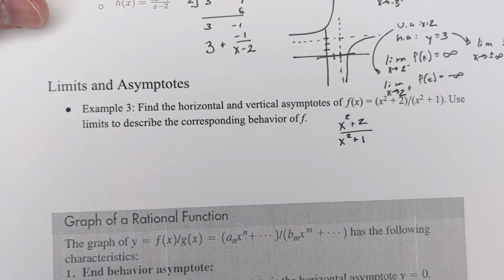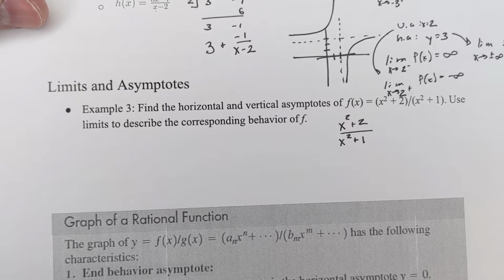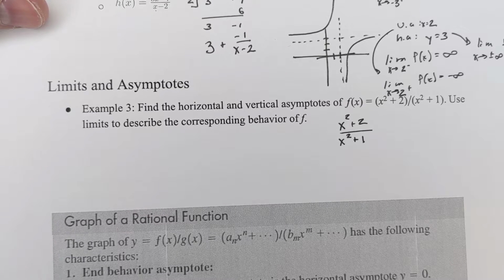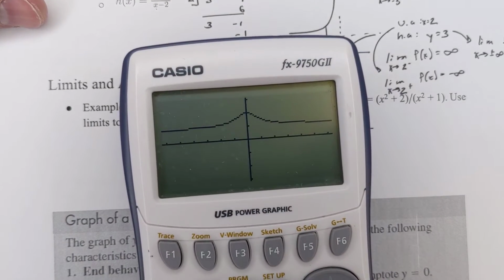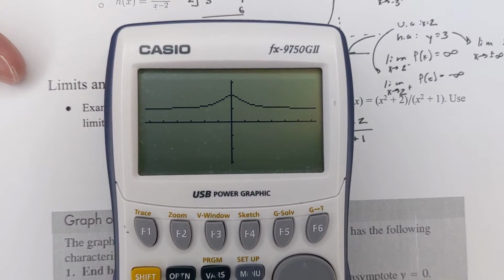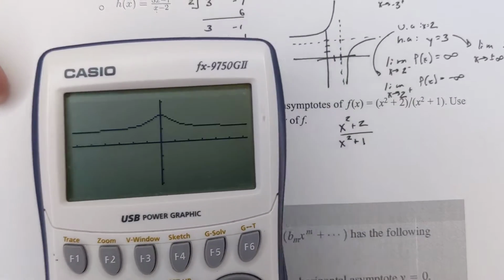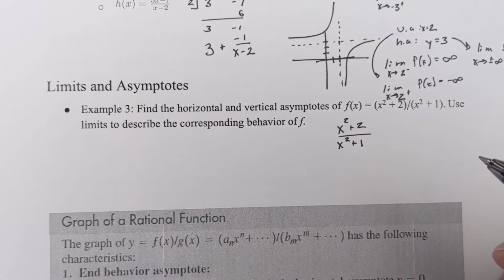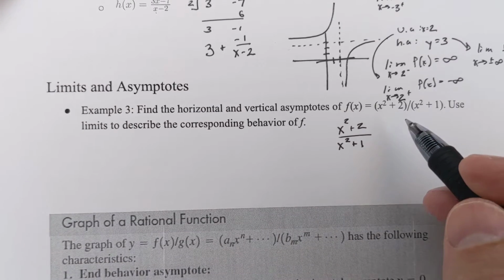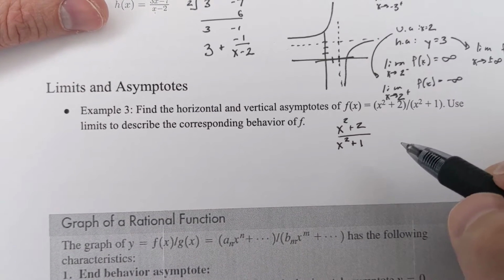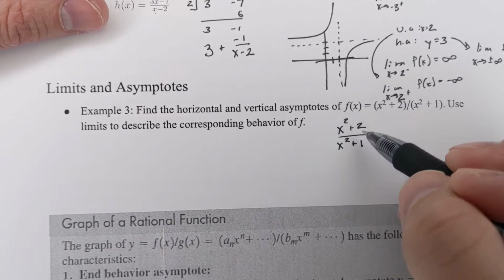So to find the asymptotes, you can either look at the graph. So let me pull the graph up here real fast. So x squared plus 2 over x squared plus 1 looks something like this. So, lovely little shape there. So to find the horizontal asymptotes, what you actually do is you use what's referred to as the end behavior.